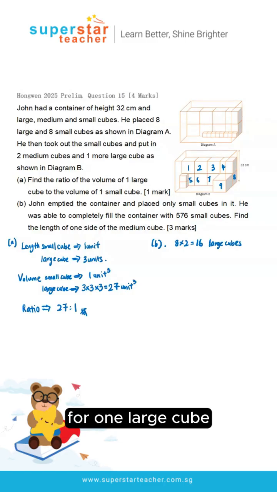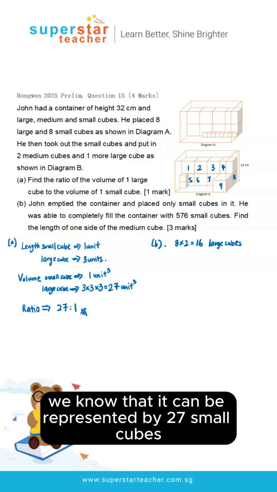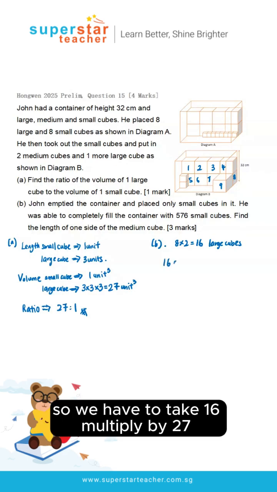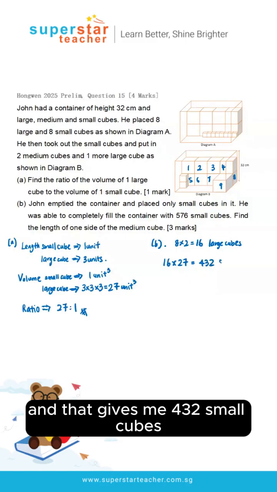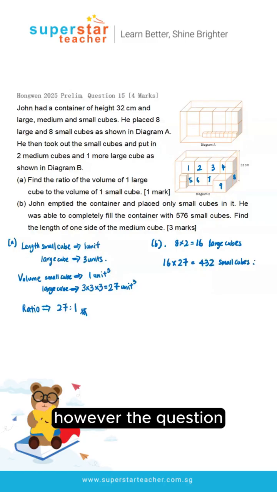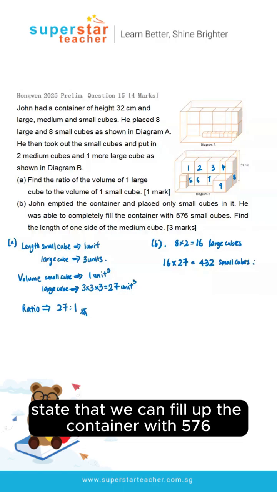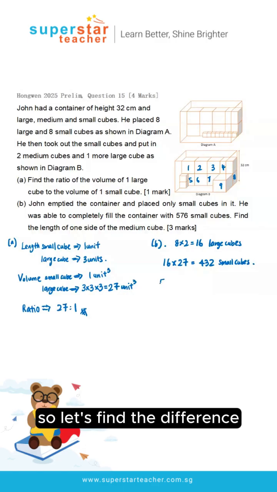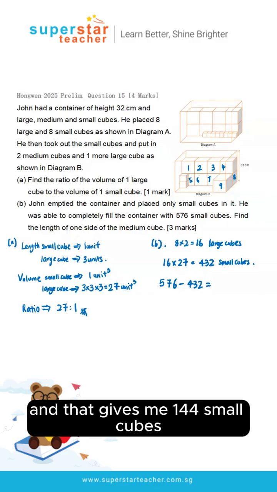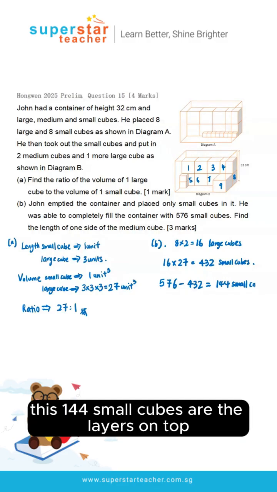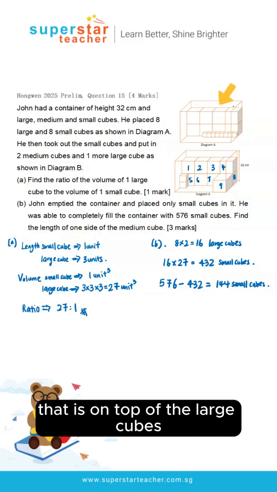For one large cube, we know that it can be represented by 27 small cubes. So we have to take 16 multiplied by 27, and that gives me 432 small cubes. However, the question states that we can fill up the container with 576. So let's find the difference. 576 take away 432 gives me 144 small cubes. These 144 small cubes are the layers on top of the large cubes.